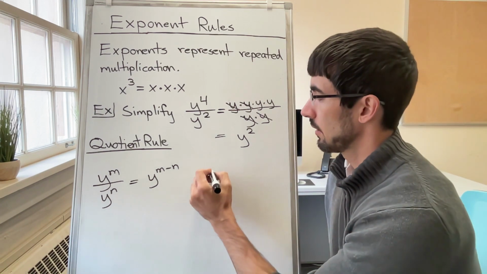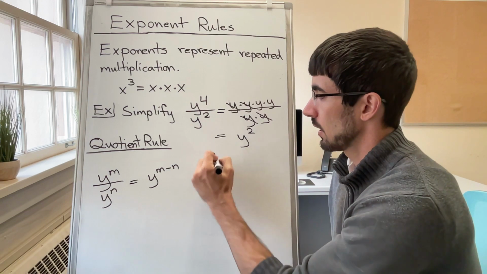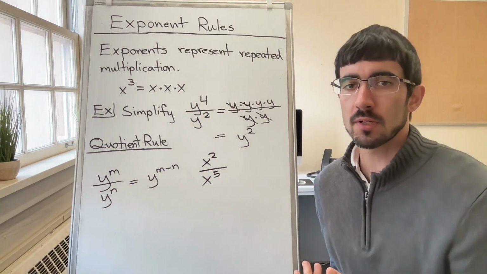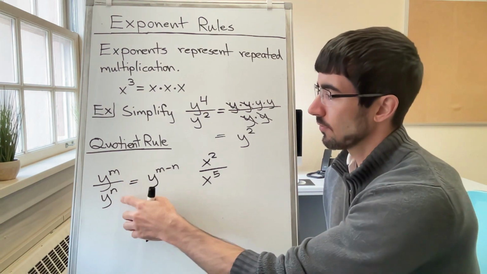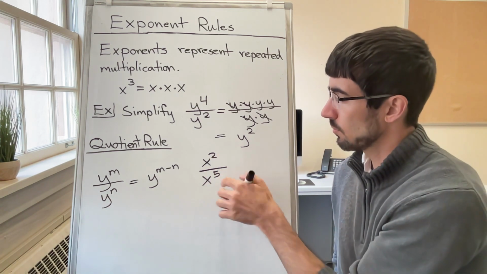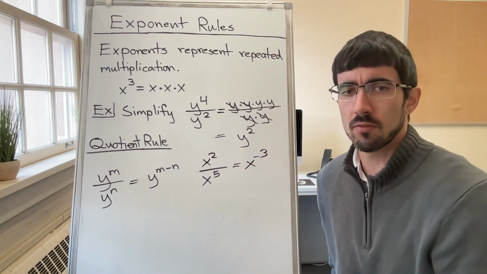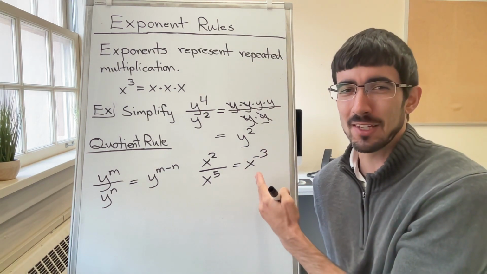Now what about an example like this where I have x squared over x to the fifth? Here the larger exponent is in the denominator. Let's think about how that would work. If I just followed this rule, I would subtract the 2 in this order, 2 minus 5, and that would give me negative 3. So I have x to the negative 3. We're not sure yet what that means. That's coming in a later video.